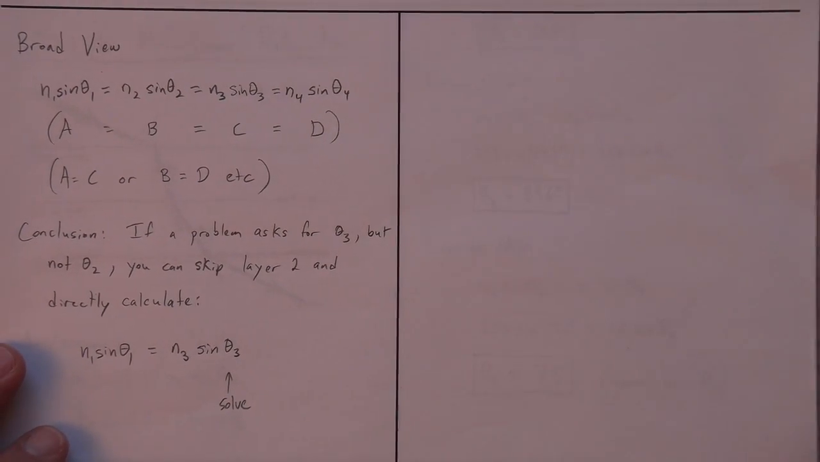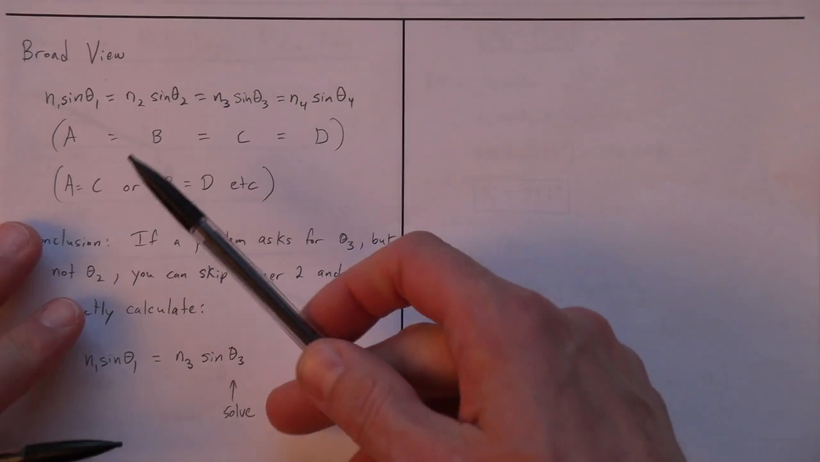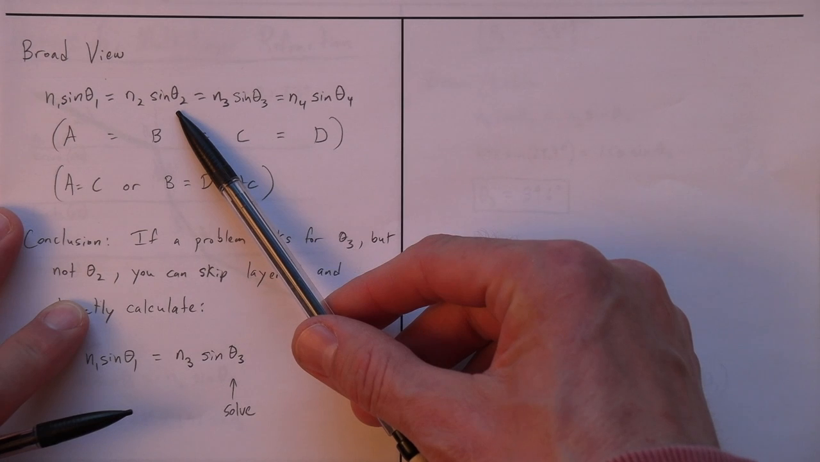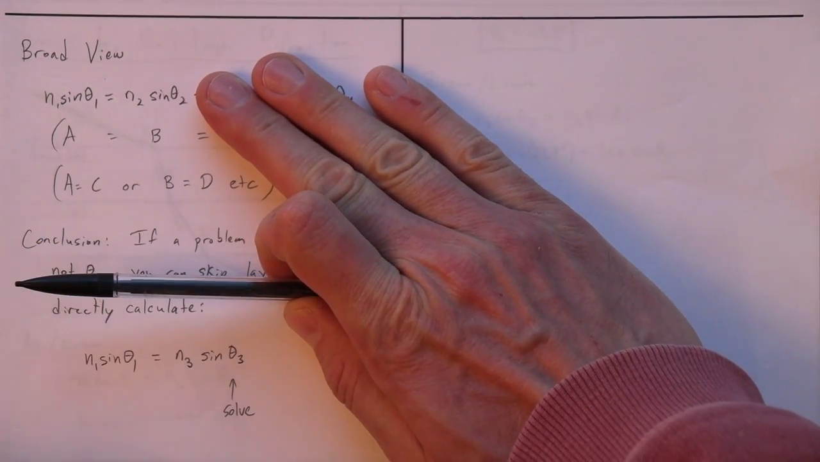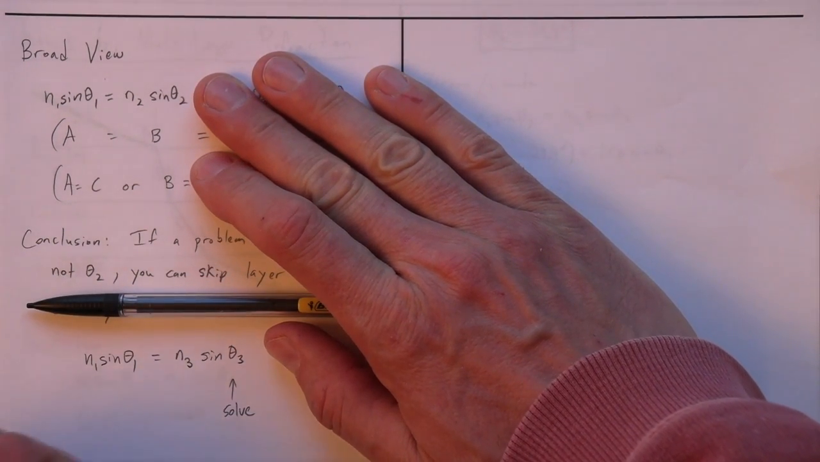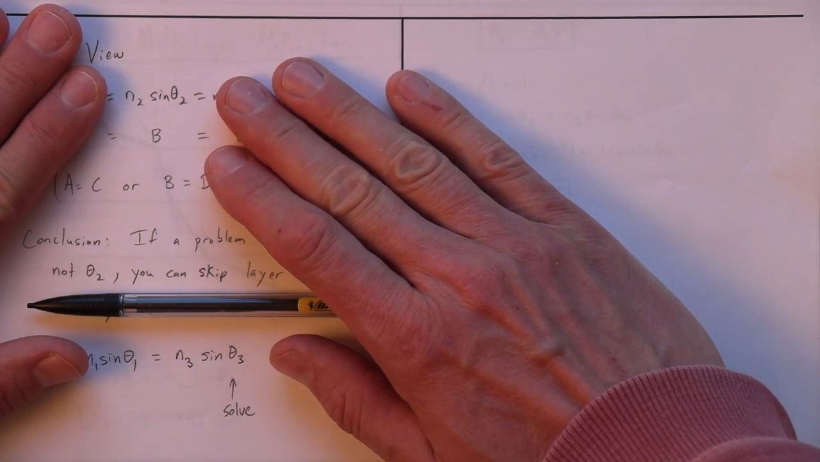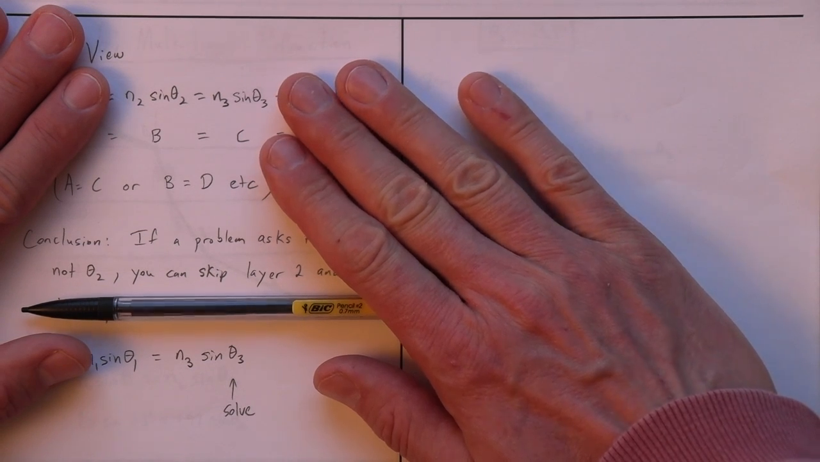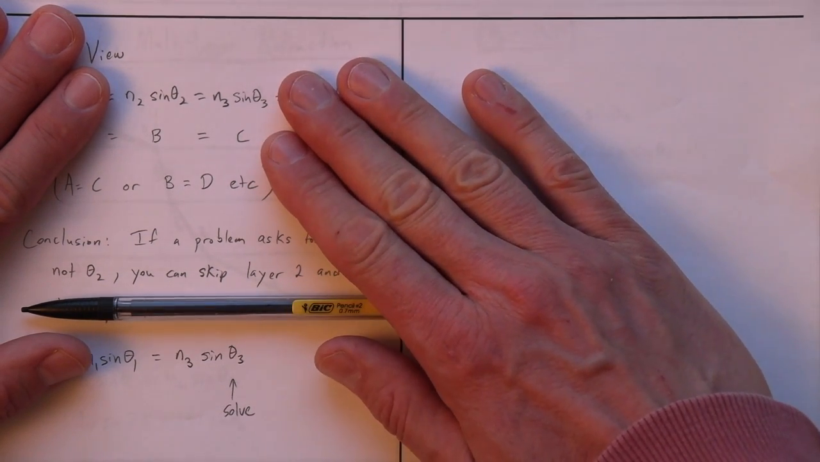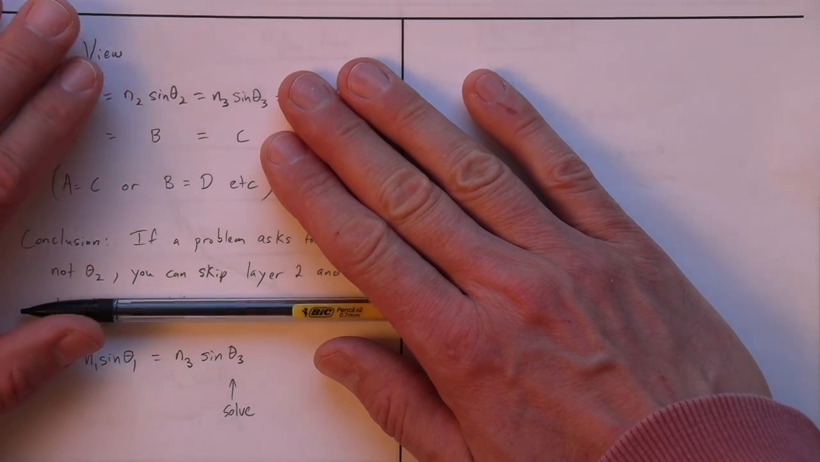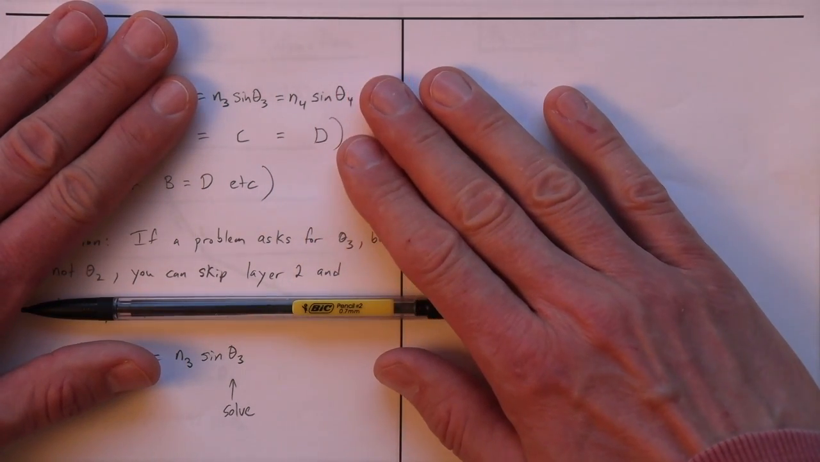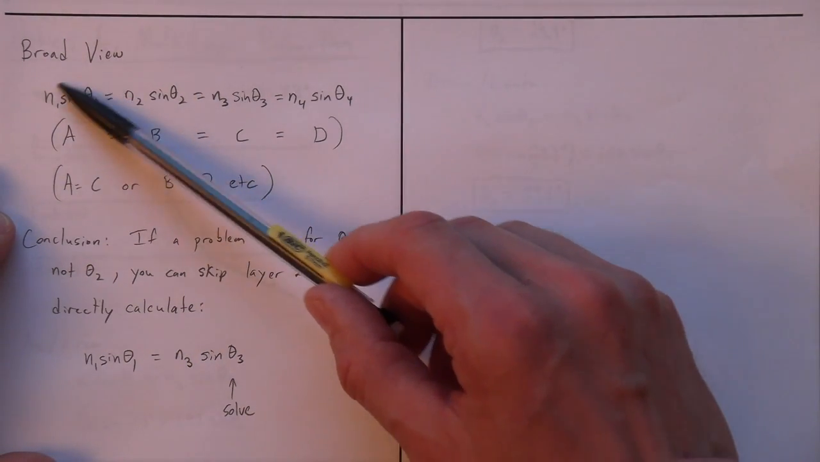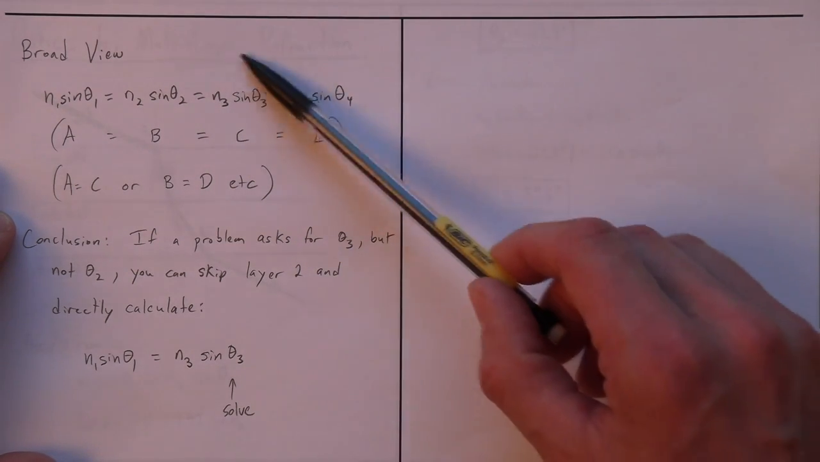If you look at what we did, we used Snell's law between boundaries 1 and 2: N1 sine theta 1 equals N2 sine theta 2. We got an answer. Then the next thing we did is we used Snell's law between substance 2 and substance 3: N2 sine theta 2 equals N3 sine theta 3. We solved for theta 3. We got an answer. And then at the final boundary, we did Snell's law between substance 3 and substance 4. Essentially what we have is A equals B equals C equals D.